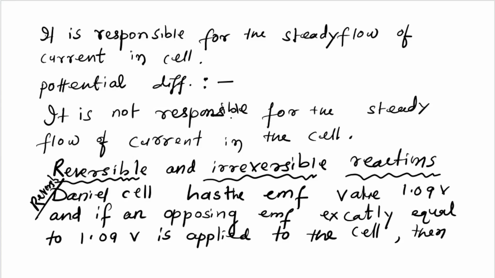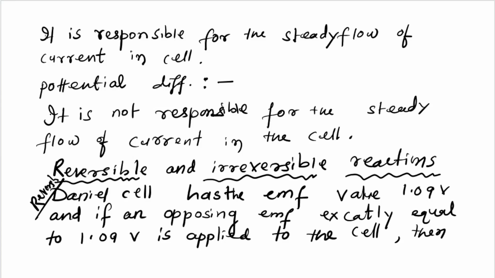Then come to reversible and irreversible reaction. Next point is reversible and irreversible reaction. Reversible means it will change. Irreversible means it will not change, it will not follow the opposite process. Then Daniell cell has the EMF value 1.09 volt. Daniell cell means where copper is cathode and zinc is an anode.